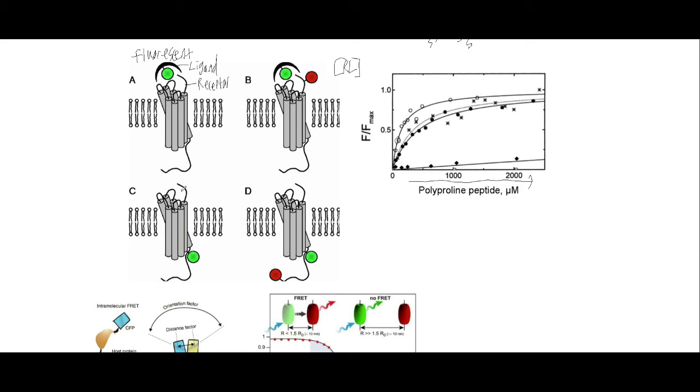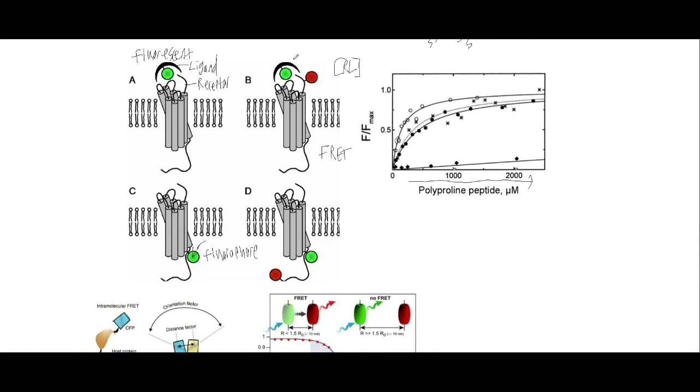And you can put the fluorophore on the receptor instead, and then when the substrate binds, the conformational shift in the receptor will cause the fluorophore to change its fluorescence. And then there is this version, which is called FRET, which is fluorescence resonance energy transfer.